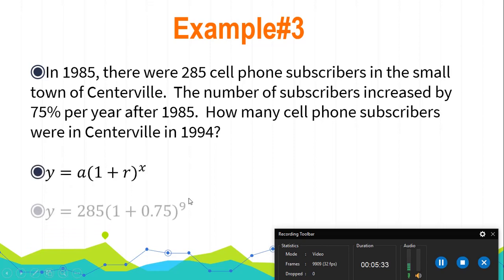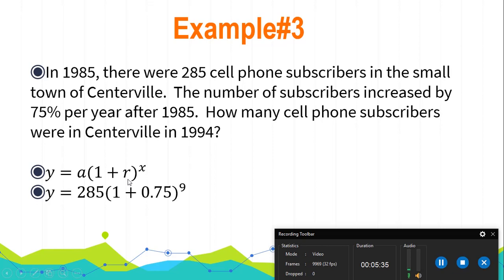We'll start with 285 cell phone users. Our rate of increase is 75%, 0.75. And 1985 is year 0. That means 1994 would be the 9th year. So I'm using a power of 9. And we'll put it together.